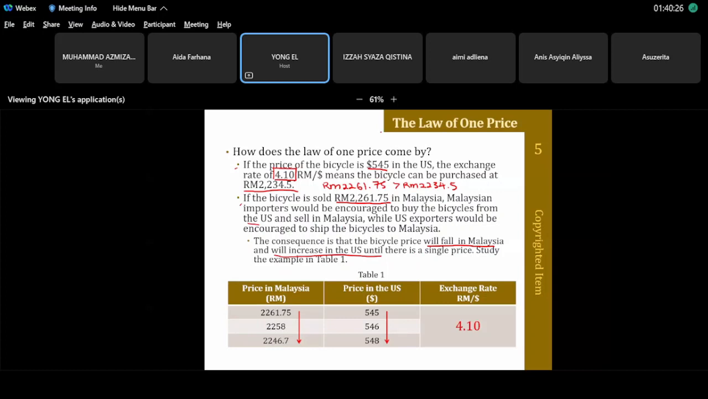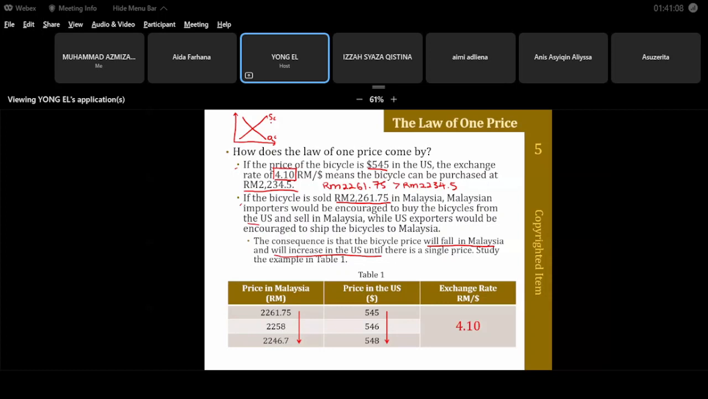Maybe I can just provide a graph again, the demand supply curve. Too small, maybe you can see it. This is our demand curve, supply curve. Okay, now this is the demand supply market of bicycle in Malaysia. What happens is when people from the US want to sell bicycles in Malaysia for a higher price, and Malaysian bicycle companies also want to import bicycles from the US and sell in Malaysia. That means the total supply of bicycles increases in Malaysia.